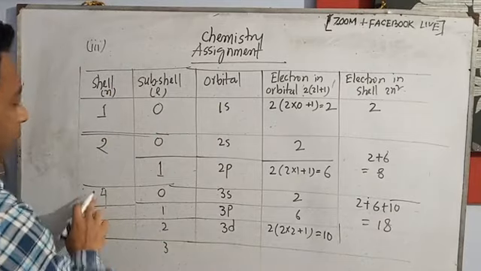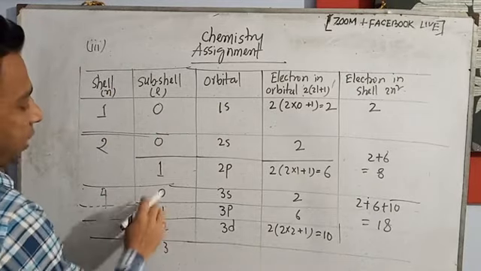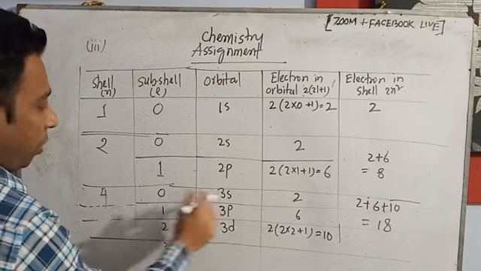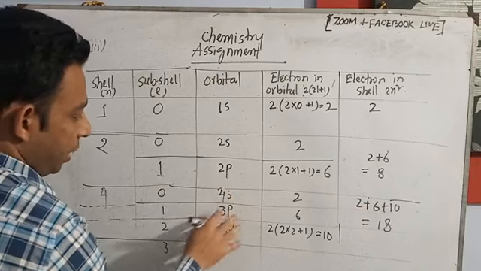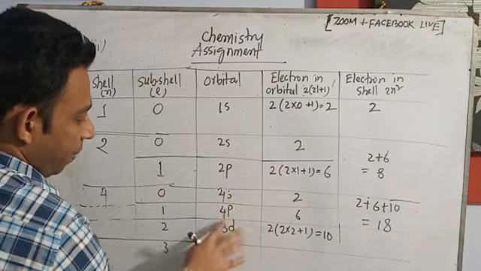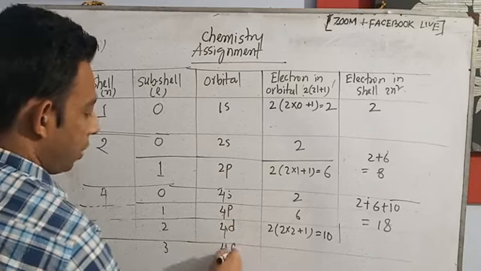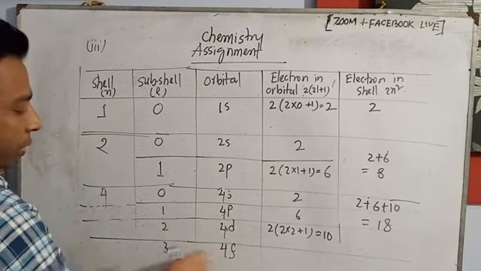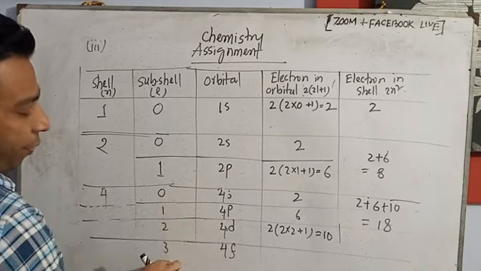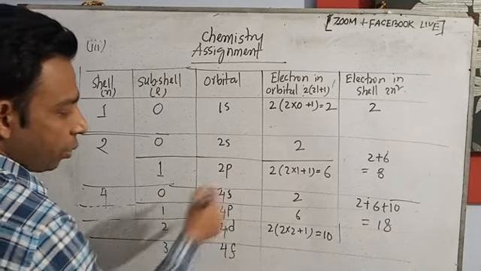n equal to 4 means l is 0, 1, 2, 3. 0 for 4s, 1 for 4p, 2 for 4d, and 3 for 4f. Since why 4? Shell number 4. S, P, D, F, always that way.